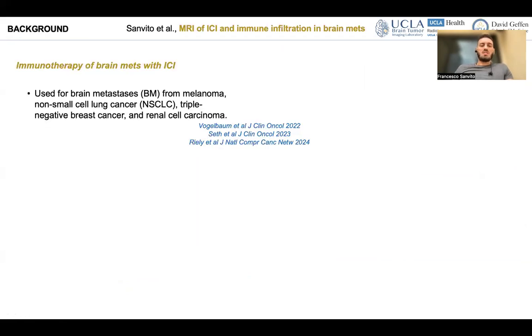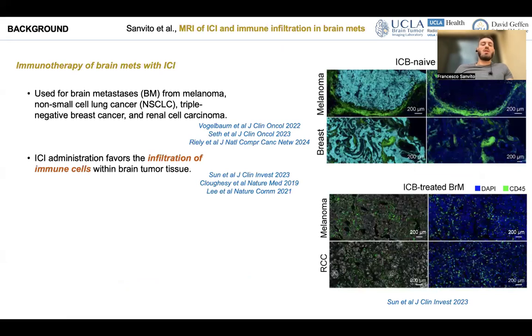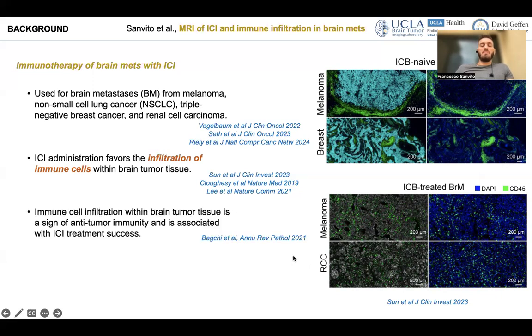So immunotherapy in brain metastases has been increasingly used, and there is a phenomenon where, from before immunotherapy to after the patient is treated with immunotherapy, you see an increased invasion of immune cells within the tumor tissue, which is thought to be linked to the anti-tumor response of the immune system. Therefore it should be a phenomenon linked with a better immune response to the tumor and overall immunotherapy efficacy. So it would be good to have a non-invasive biomarker to monitor this tissue phenomenon.